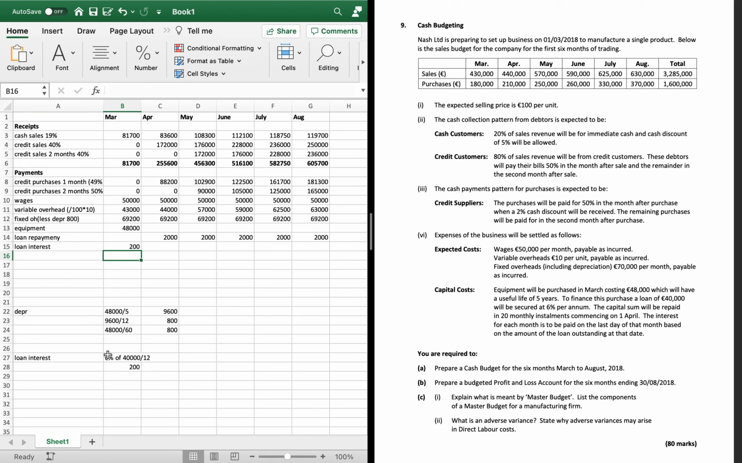Alright, now, the loan interest in April, if we read it, the interest for each month is to be paid on the last day of the month based on the amount outstanding on that date. So if you've paid back on the 1st of April, you've paid back 2,000. Well, then the loan interest for the second month is going to be 6% of 38,000 divided by 12.